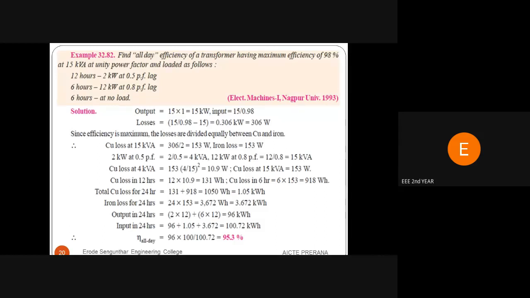Okay, today in this class we discussed the various problems on the transformer. That is the EMF equation of the transformer, the equivalent circuit of the transformer, and also the open circuit test and short circuit test of the transformer. And finally, we saw the all day efficiency of the transformer. For the detailed problems, you have to solve them for improvement in your problem-solving skill development.